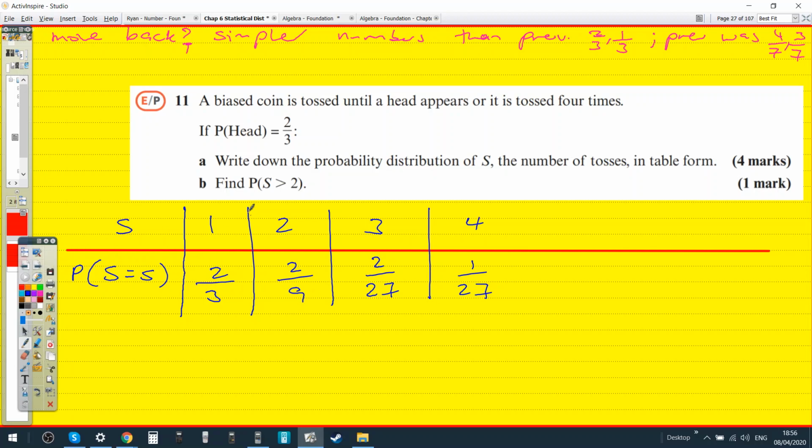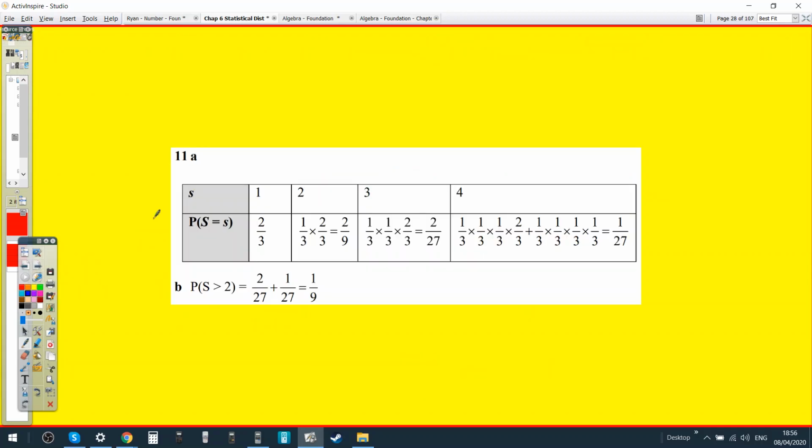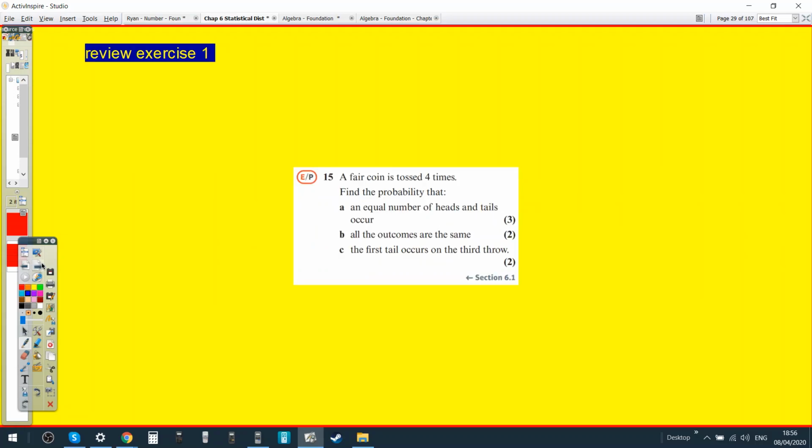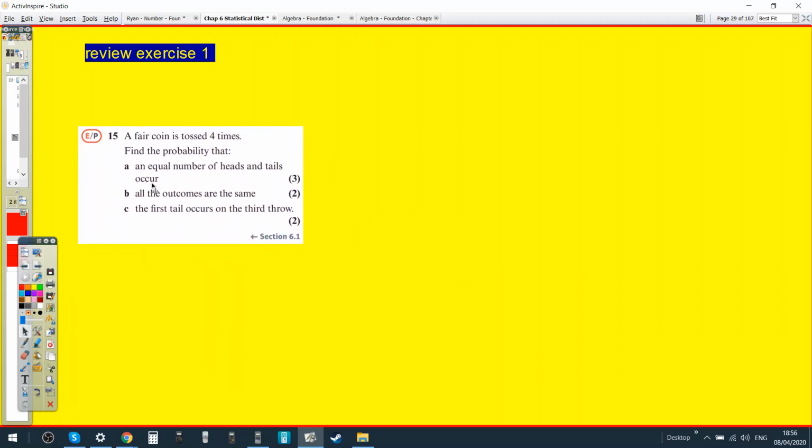And what is B? So if it's bigger than 2, so 3 or 4, so 2 over 27 plus 1 over 27 is 1 over 9. Okay, that's a 1 marker. 1 over 9, and those are all correct. Any questions there? No. This is from review exercise 1, so I just threw this in.